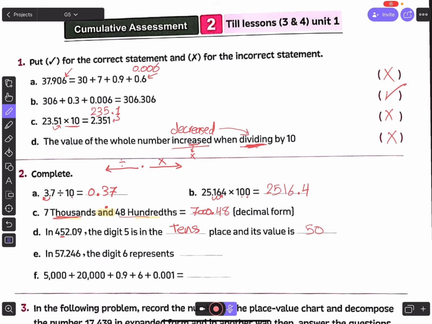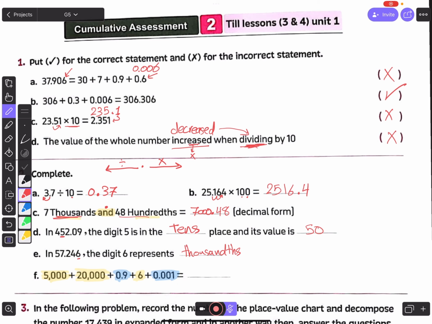57 and 246 thousandths. This digit 6 represents what? Of course, it is in the thousandths place right here. It represents thousandths. 5,000 plus 20,000 plus 0.9 plus 6 plus 0.001. This 5,000 is a whole, and this 20,000 is a whole, and this 6 is a whole. But this 0.9 is a decimal, and this 0.001 also is a decimal.